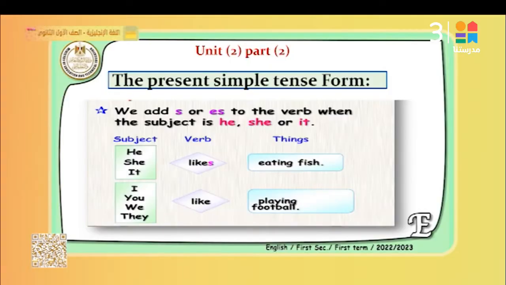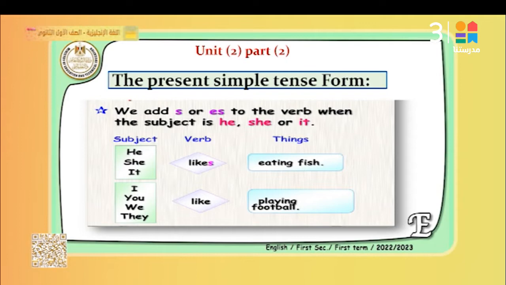Of course we add s or es to the verb when it comes with the subject he, she or it. If the subject is singular or the pronoun he, she or it, we will add s. So we say he likes eating fish. When the pronoun I, you, we, they, or the subject is plural, we don't add s. So I say I like playing football, or you like playing football, or they like playing football.